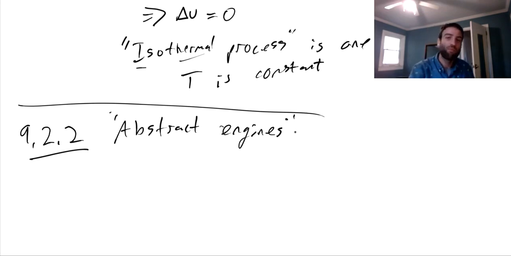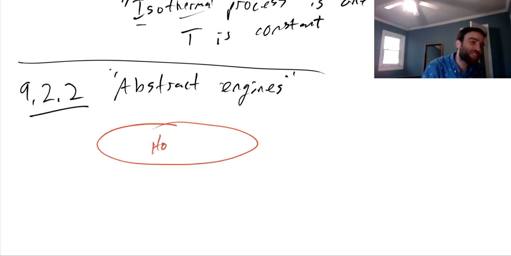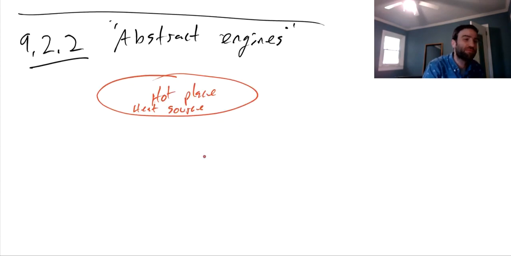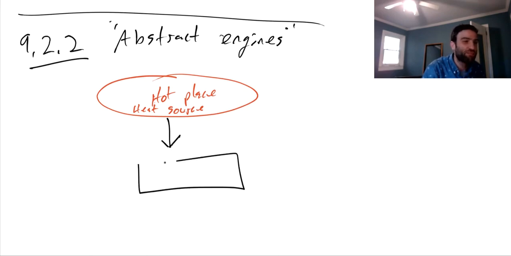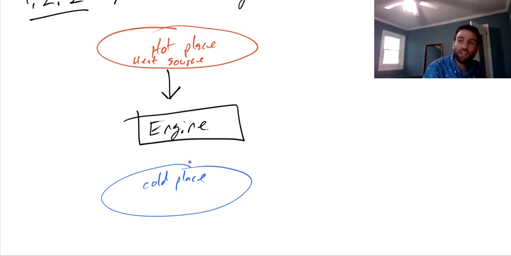Okay, so schematically, this is what an engine looks like in my brain. On the one hand, there's a hot place. There's some source of heat. I could call this a hot place, I could call this a heat source. This heat source is going to be connected to an engine, which is some sort of device. The engine is also going to be connected to a colder place, a cold place. This is sometimes also called a cold sink because it's a sink where you can dump heat.